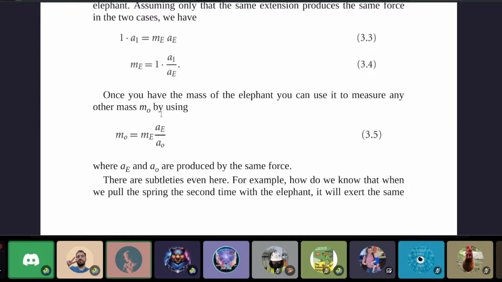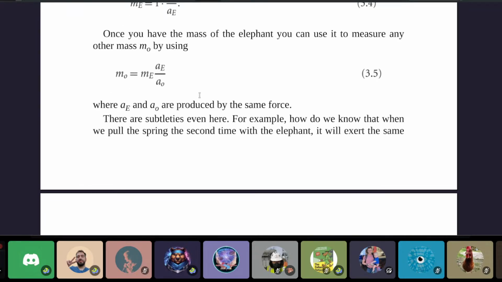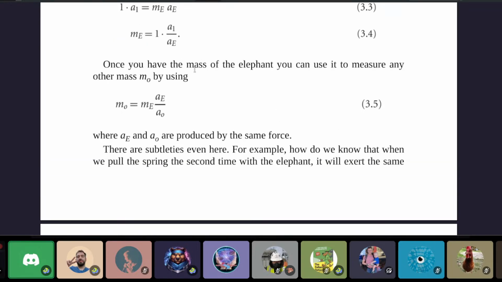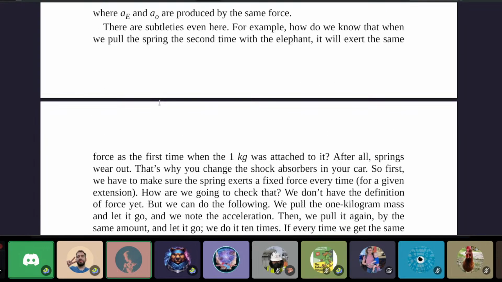Once you have the mass of the elephant, you can use it to measure any other mass, MO, by using MO equals mass of the elephant times the acceleration of the elephant over the acceleration of whatever else you're looking at there. AE and AO are produced by the same force.